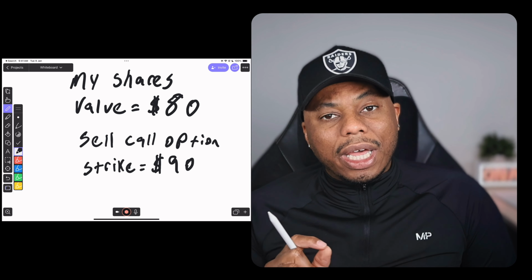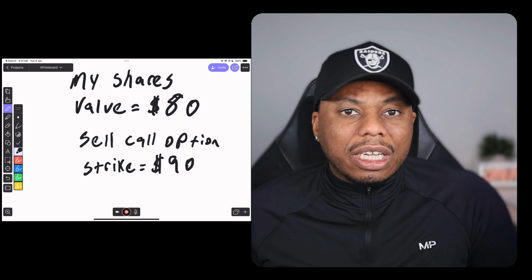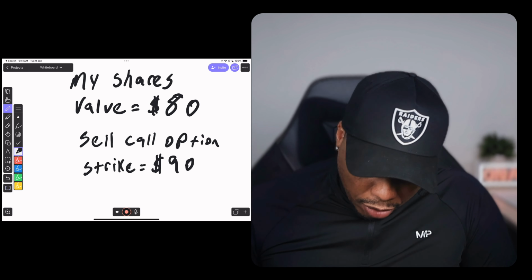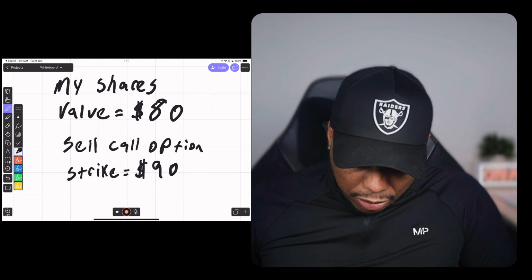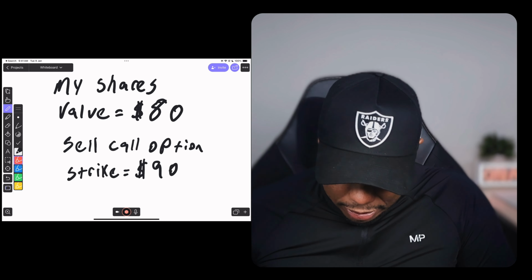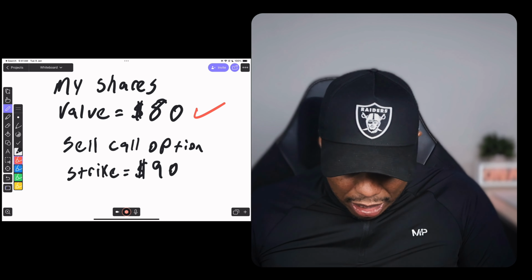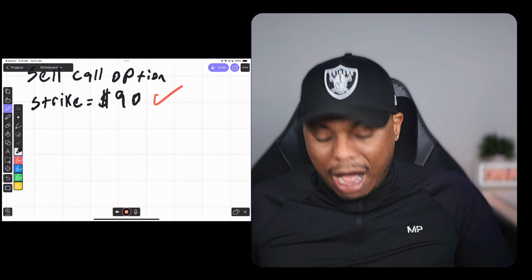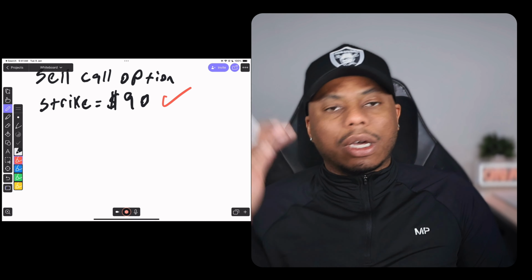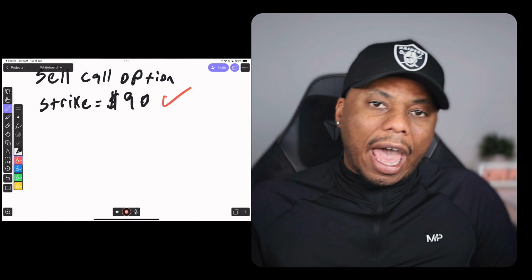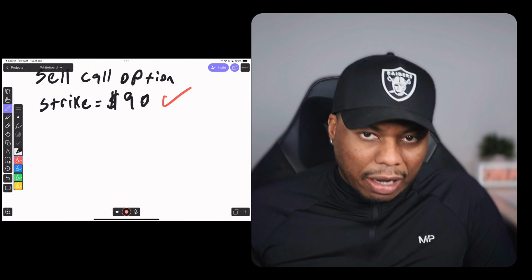I can go in and make money just off selling these covered calls against what I have. It's risky though, and let's break it down real quick. We already established that I have something that's valued at $80. If I sell that call option with a strike price at $90, a person on the other side is anticipating that if this thing goes up $10 and I have 100 of them in my actual contract, I can make $1,000, right?